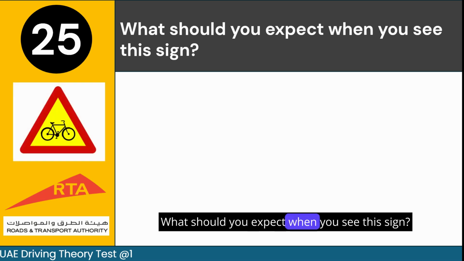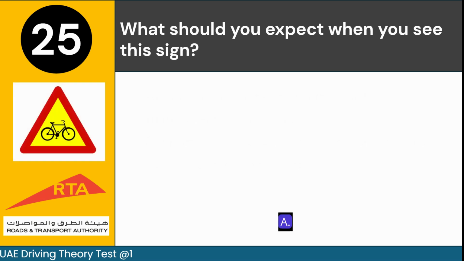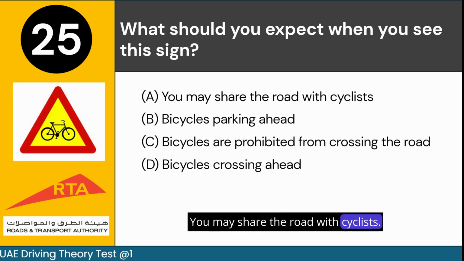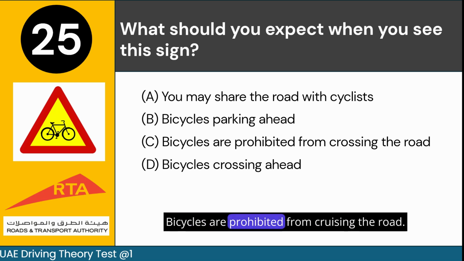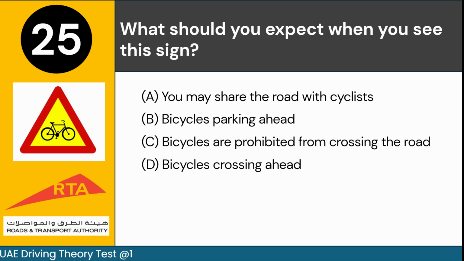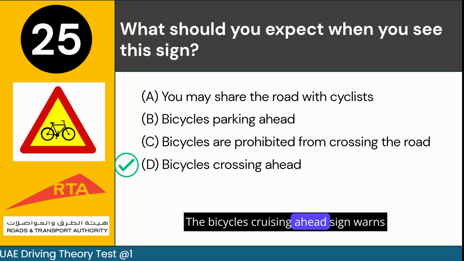What should you expect when you see this sign? A. You may share the road with cyclists. B. Bicycles parking ahead. C. Bicycles are prohibited from crossing the road. D. Bicycles crossing ahead. Answer: D. The bicycles crossing ahead sign warns drivers to be cautious and prepared to yield to cyclists crossing the road.